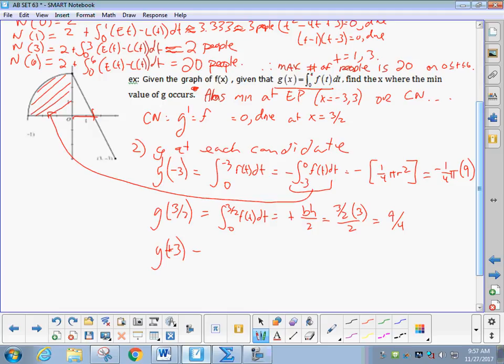Last candidate is g at +3, excuse me. What is the area from 0 to 3? Nada. It is indeed a positive triangle and, you don't have to show this, a negative triangle. Altogether, they're the same area, and so you get a net 0. Now I can conclude. We identified our candidates. We found the g values at each candidate. Now my conclusion. Make sure you answer the question. What's your answer?